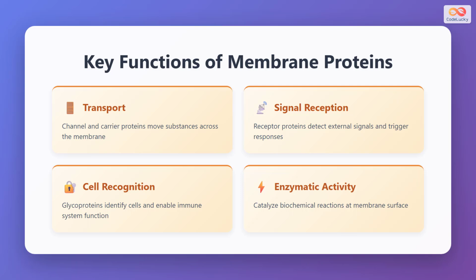Membrane proteins serve four essential functions. Transport proteins, including channels and carriers, move substances across the membrane that cannot pass through the lipid bilayer on their own. Signal reception proteins act as receptors that detect external chemical signals and trigger appropriate cellular responses. Cell recognition proteins, particularly glycoproteins, identify cells as self or foreign, enabling the immune system to function properly. Finally, some membrane proteins have enzymatic activity, catalyzing important biochemical reactions right at the membrane surface.